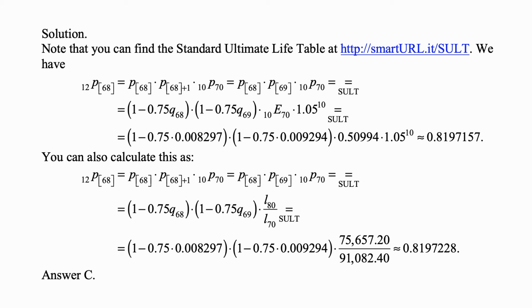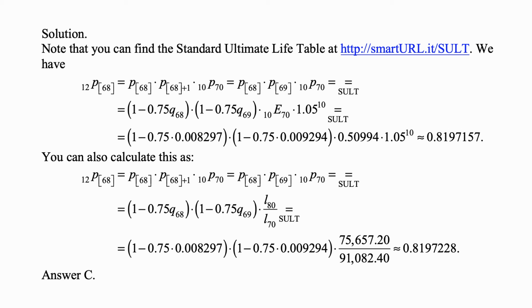So now that we wrote it this way, we just take all the values from the table. Q68 is in the table, Q69 is in the table, 10E70 is in the table, in the SULT table. We plug those into the calculation. We get approximately 0.8197157. You could also just calculate 10P70 as L80 over L70, and that's the second calculation. I think this is slightly longer to work with. It takes slightly longer, but it's about the same. So you can calculate it either way.